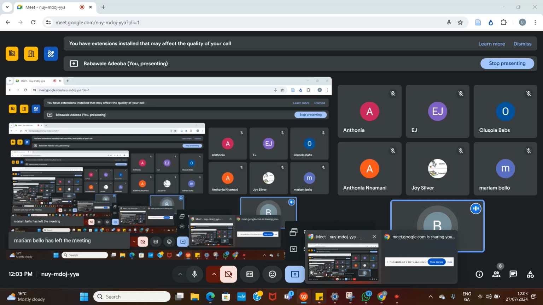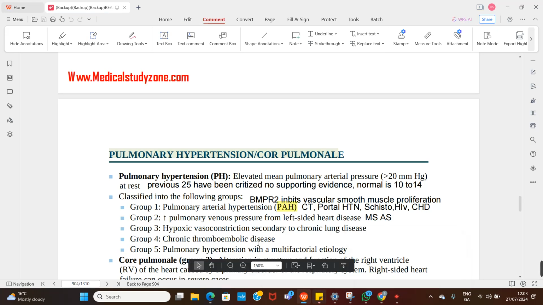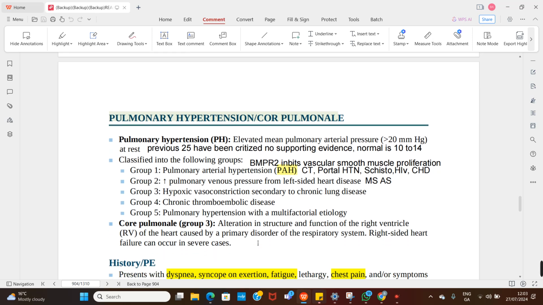Okay. So what is pulmonary hypertension? Pulmonary hypertension is when the pulmonary arterial pressure is more than 20. That's all you need to remember. When the pulmonary arterial pressure is more than 20 at rest, that is pulmonary hypertension. We have to remember the classes, class 1 to 5.